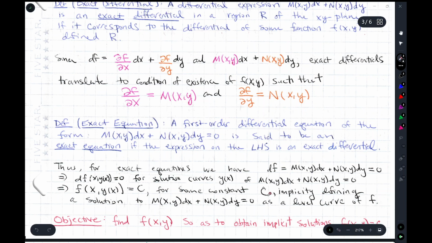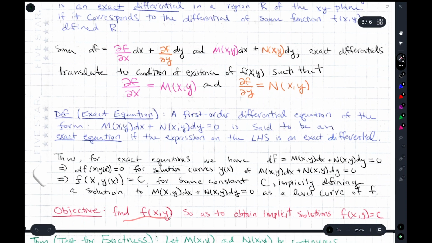Whatever y(x) satisfies this equation will also satisfy this, right? Because if I take the derivative in the differential form from left and right, the derivative of 0 is 0, okay? But the differential of f is this form here. And so a curve that satisfies this differential equation will also satisfy that. So for some constant c, we are implicitly defining a solution to this exact equation as a level curve of f, okay?